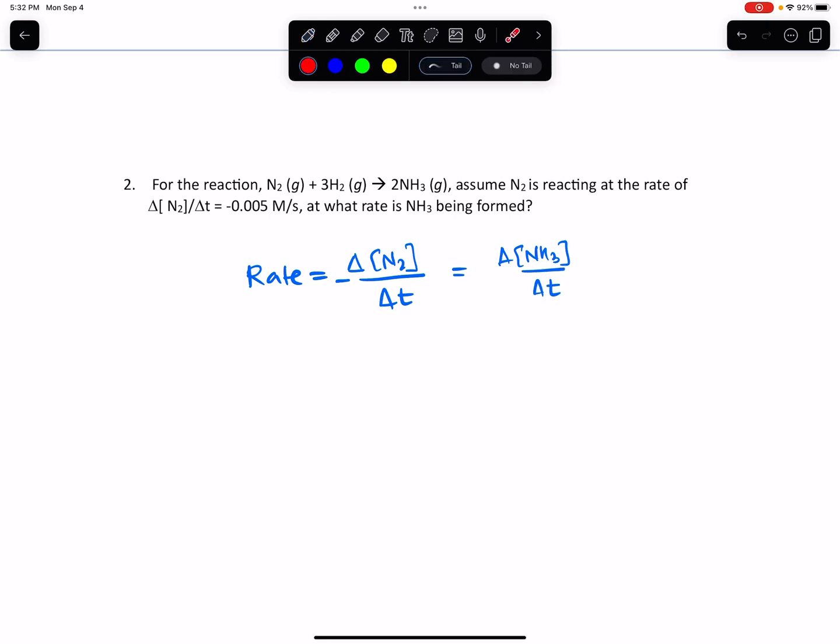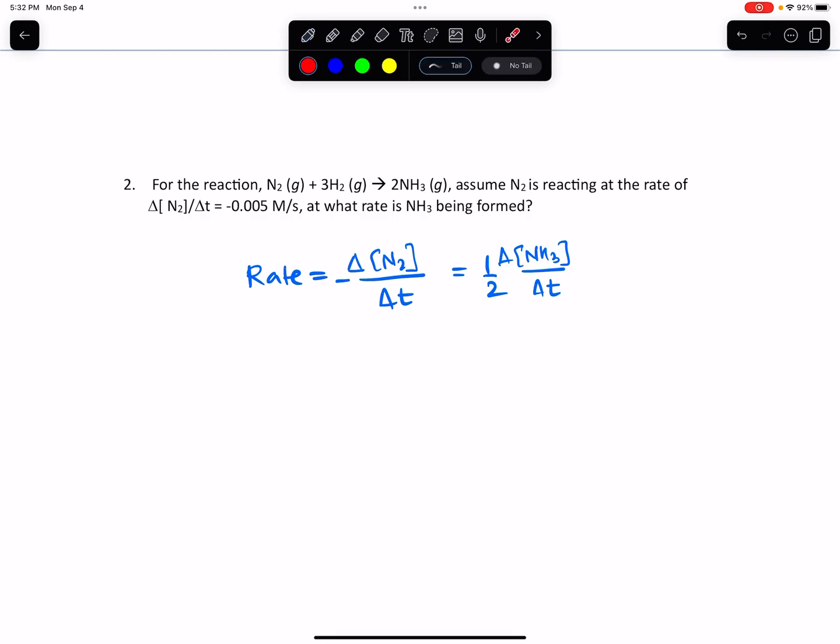Now what's important to realize is, just looking at the stoichiometry of the reaction, for every nitrogen that is being consumed, 2 molecules of NH3 are being formed. Therefore, we can say that the rate of NH3 being formed is twice that of nitrogen. So if you have to map this rate with this, since the rate of the NH3 forming is double, we have to halve it to be equal to the nitrogen. So therefore, we put 1/2.